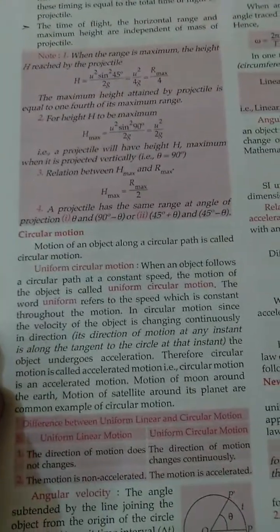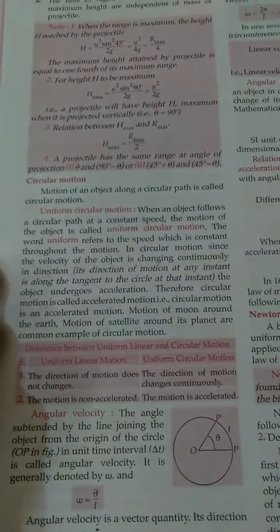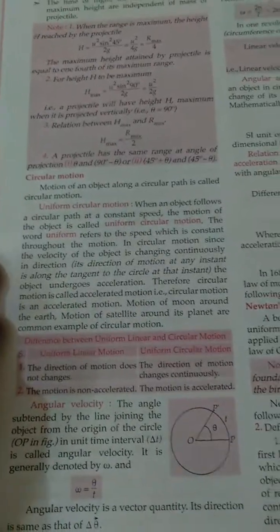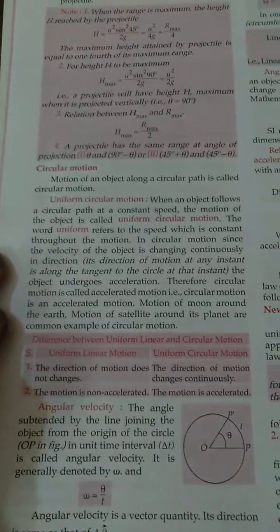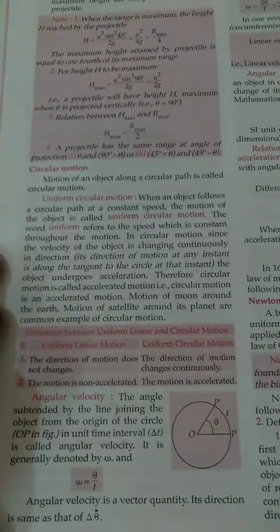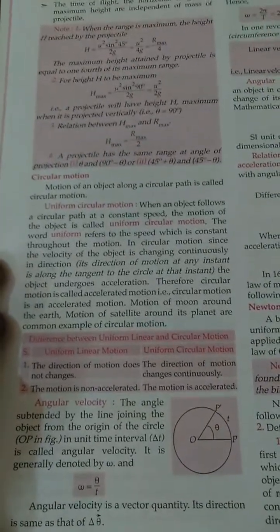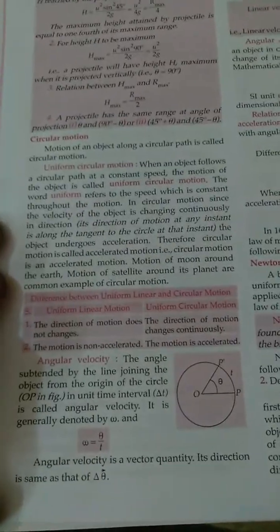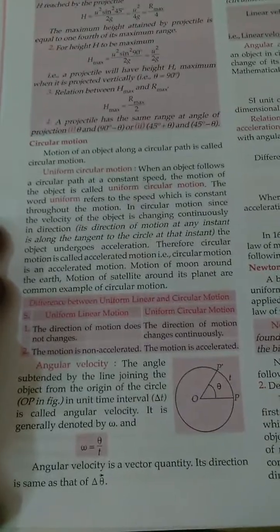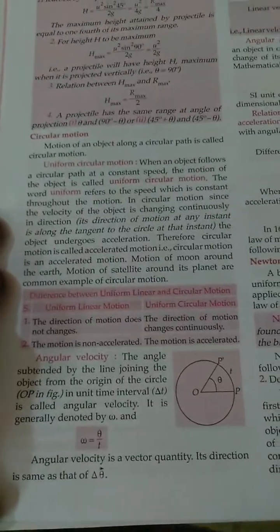Circular motion: motion of an object along a circular path is called circular motion. Uniform circular motion: when an object follows a circular path at a constant speed, the motion of the object is called uniform circular motion. The word uniform refers to the speed, which is constant throughout the motion. In circular motion, since the velocity of the object is changing continuously in direction, its direction of motion at any instant is along the tangent to the circle at that instant. The object undergoes acceleration. Therefore, circular motion is called accelerated motion. Examples of circular motion are the motion of the moon around the earth and the motion of a satellite around its planet.